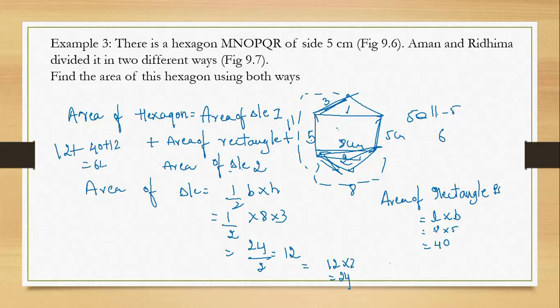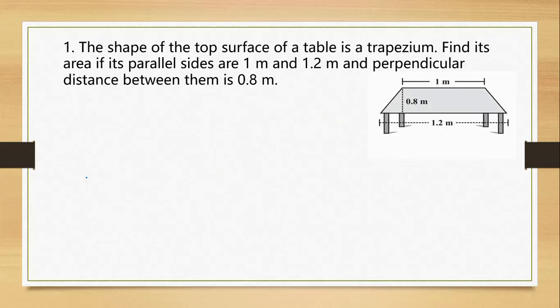The total is 64 centimeter square. We get the same answers in both ways. These are the three examples which are given in the NCERT book. Next we move on to Exercise 9.1, question number 1.